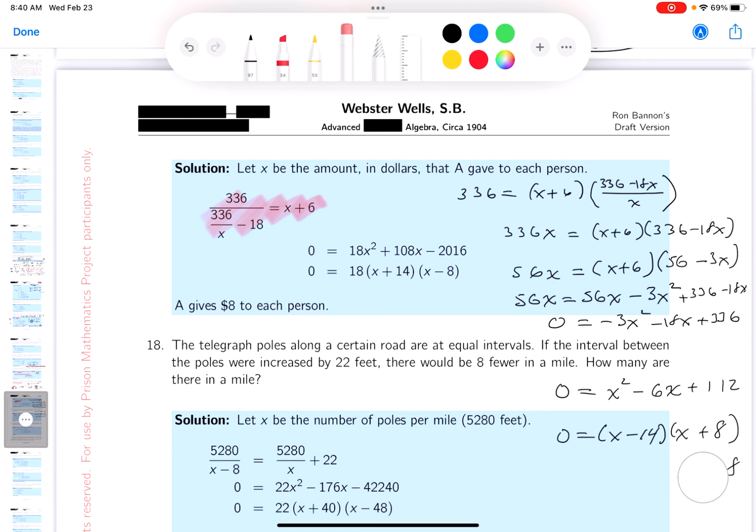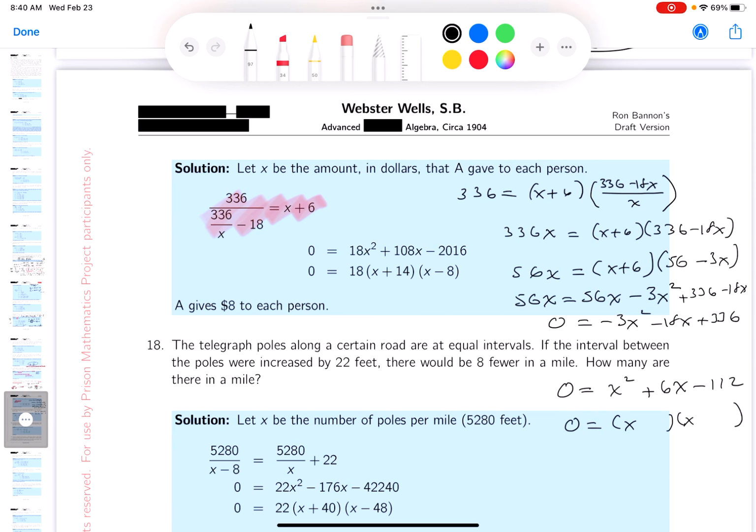Let me erase this. Sorry about that. I divided by minus 3, and I really didn't divide by minus 3. This would be x squared, and that would be plus 6x, and this would be minus 112. My apologies. What do you get over here? 0, x and x. And then what do you get? Well, you get 14 and 8 again. That would be plus 14 minus 8. And you get x equals 8, or x equals minus 14.